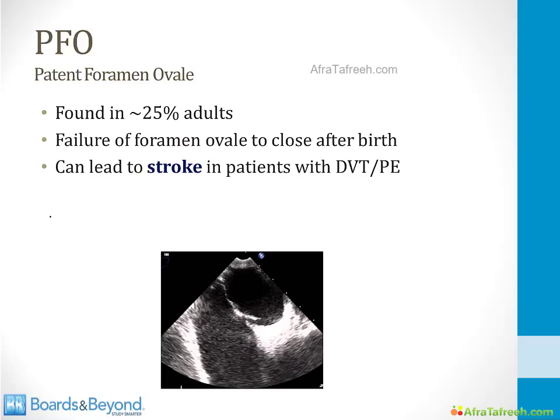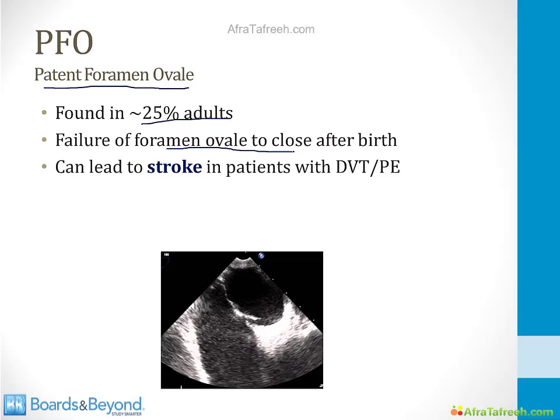I'll finish this video with this slide and briefly discuss a PFO, which is a patent foramen ovale. I mentioned earlier in this video how the foramen ovale shunts blood in utero from the right atrium to the left atrium. In about 25% of adults, it fails to close after birth, and this leaves the adult with a patent foramen ovale. Now, the amount of shunting that occurs through a PFO is very small, so this usually doesn't cause any type of heart failure or right heart failure or Eisenmenger syndrome or anything like that.